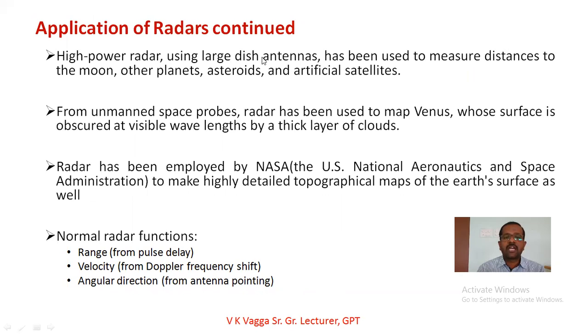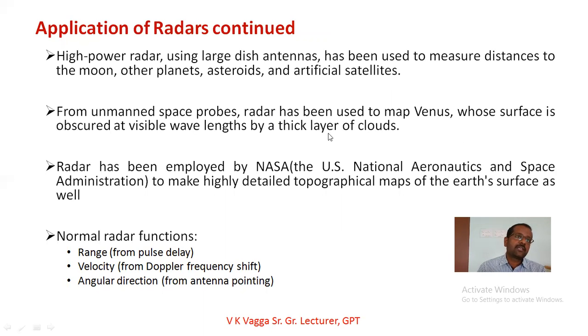And if you take a few more applications, the high power radar, using a large dish antenna, has been used to measure the distances to the moon, other planets, asteroids and artificial satellites also. It's not only applicable for aircraft and marine; it can also measure the distance from the earth to the moon and from other planets to the earth. It can also give the actual range. And from unmanned space probes, this radar has been used to map Venus, whose surface is obscured at visible wavelengths by a thick layer of clouds.